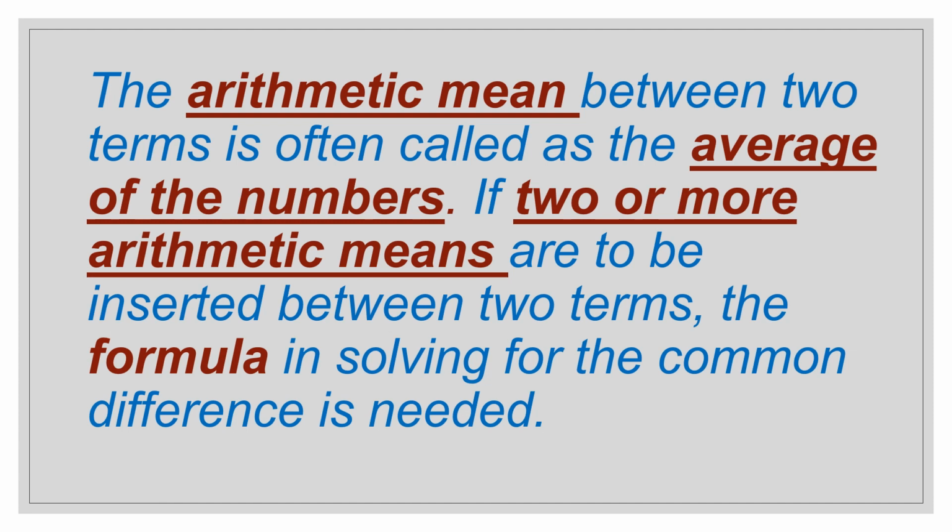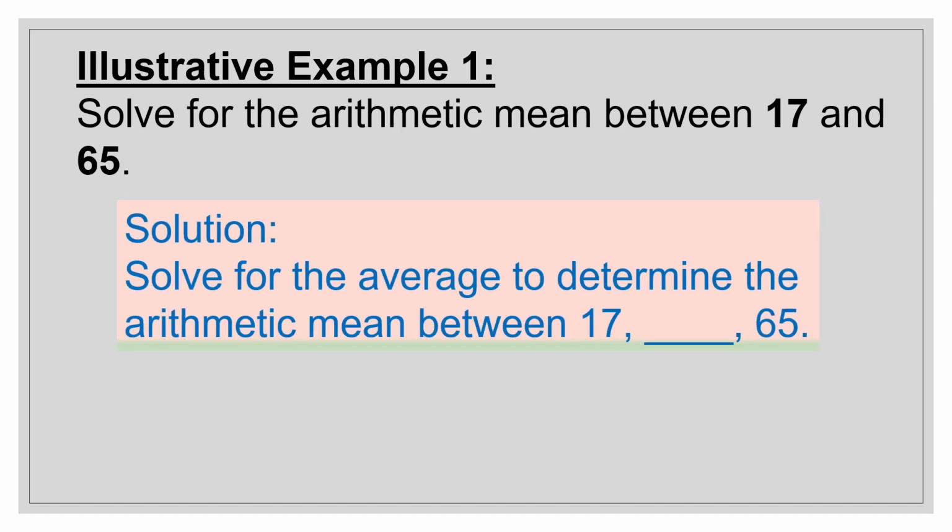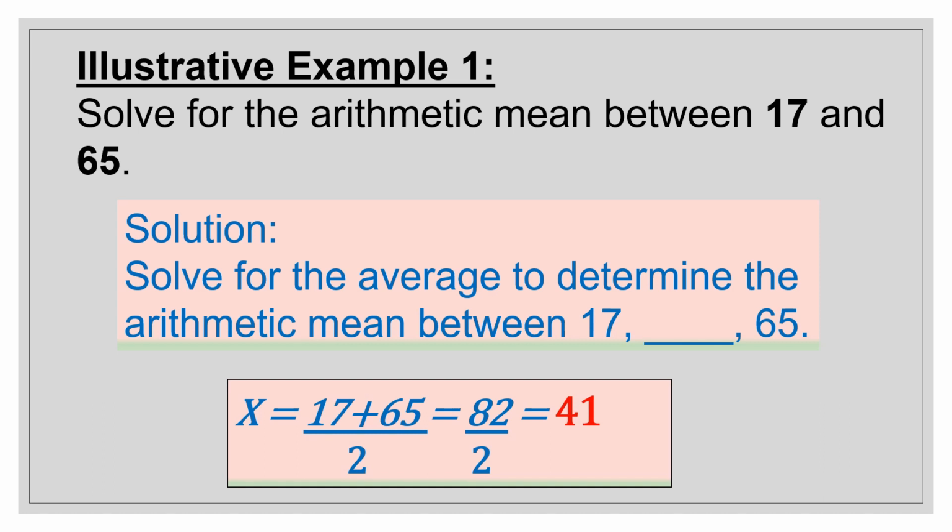For further understanding, let's have our example number 1. Solve for the arithmetic mean between 17 and 65. Solution: solve for the average to determine the arithmetic mean between 17 and 65. To do the average, we will just add the first term and the last term, and then we will divide it by 2. So 17, the first term, plus 65, the last term, will be equal to 82. And then 82 divided by 2 will give us 41. And 41 is the arithmetic mean between 17 and 65.